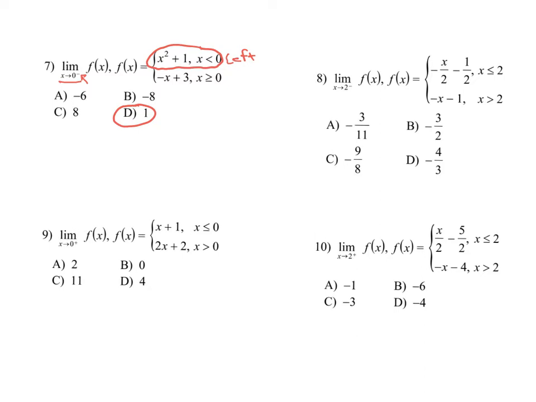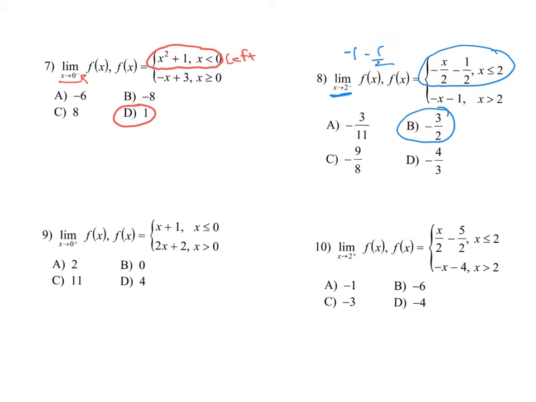Okay. On number 8, I'm also coming at 2 from the left. So again, I'm going to choose this top rule for this function, and I'll do direct substitution there. That means I'm going to plug a 2 in, so that's a negative 1 minus 1/2, which is negative 3/2, which is letter B here.